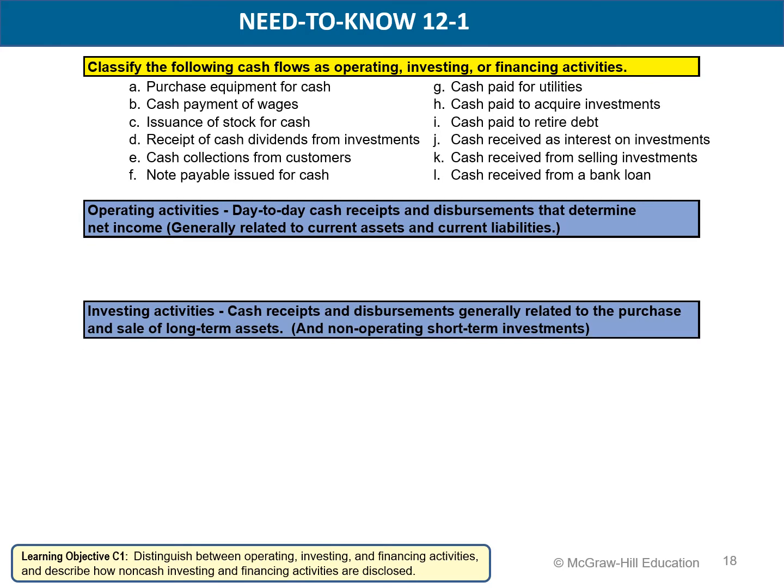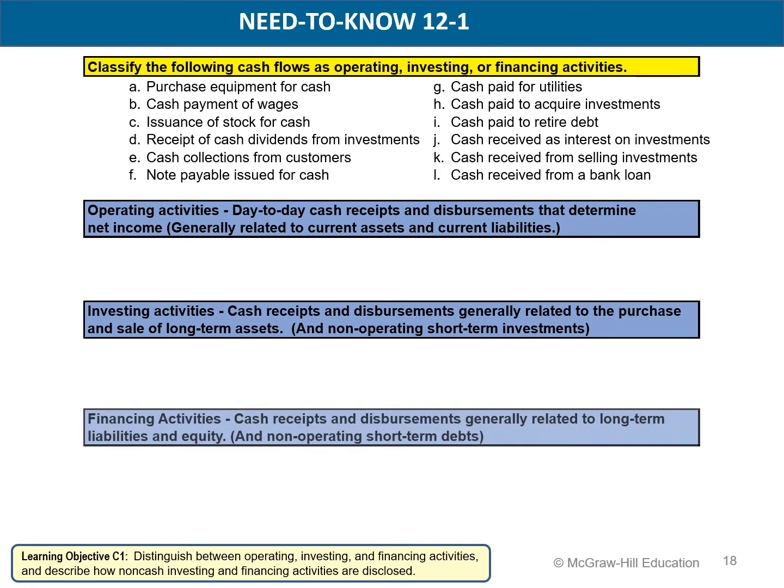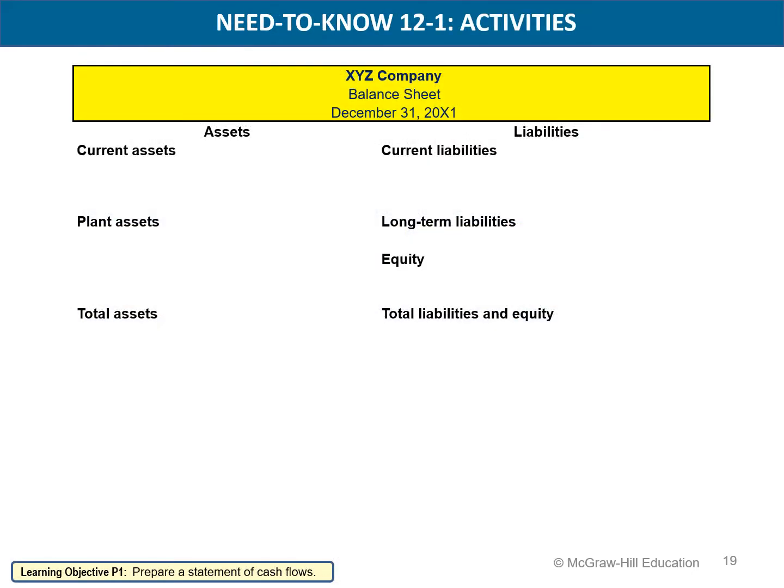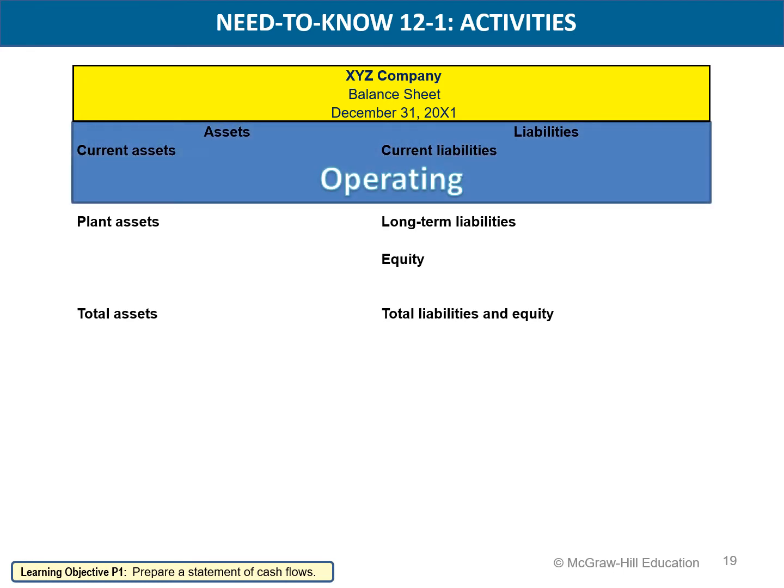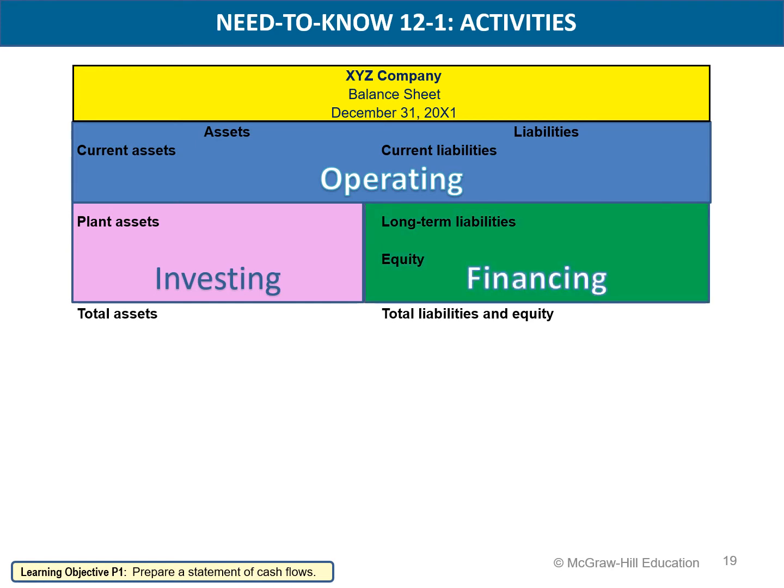Investing activities are the cash receipts and disbursements that generally relate to the purchase and sale of long-term assets and the non-operating short-term investments. And then financing activities are cash receipts and disbursements generally related to long-term liabilities and equity and non-operating short-term debts. Okay? So an easy way to remember this is to think about the balance sheet. Cash flow related to the current items is generally operating. Cash flow related to investing is generally what's going on in your plant assets. And then cash activity related to financing is your long-term liability and equity. Okay, these are general statements.